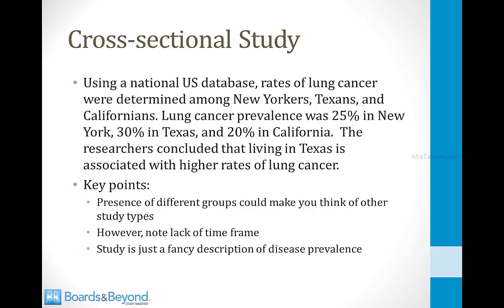Let's look at another example. Using a national U.S. database, rates of lung cancer were determined among New Yorkers, Texans, and Californians. Lung cancer prevalence was 25% in New York, 30% in Texas, and 20% in California. The researchers concluded that living in Texas is associated with higher rates of cancer.